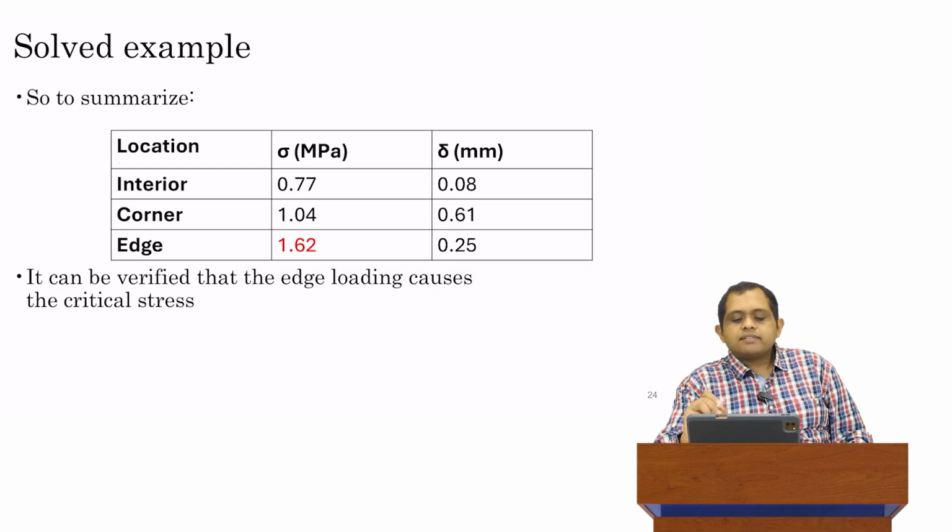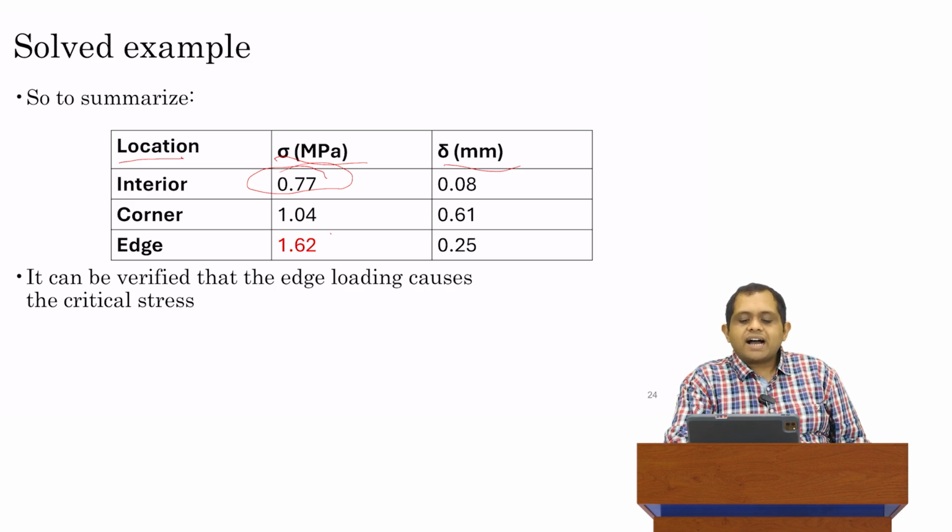So to summarize, I put this together in this table where for each location, I've just summarized what is the critical tensile stress and what is the displacement. The interesting thing to see is the stress is lowest at the interior and the stress is highest at the edge. That's exactly what Westergaard also said. The stress is going to be highest at the edge. What we find is that the displacement actually ends up being highest at the corner. And that is particularly important when we talk about pumping.